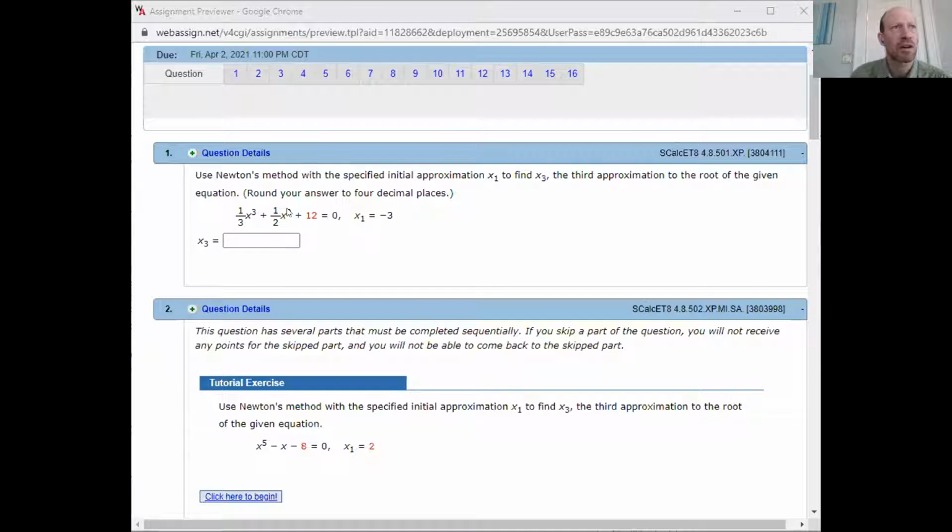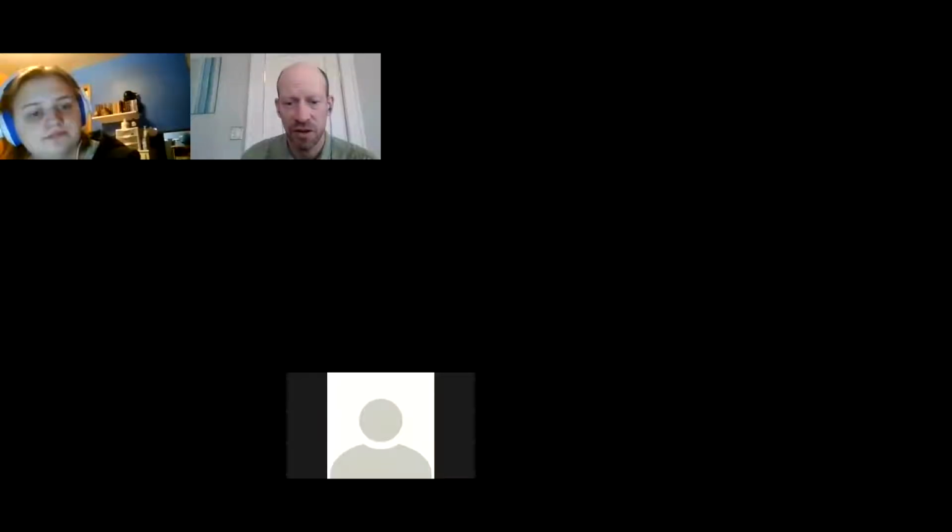So here the question was this: use Newton's method with the specified initial approximation to find x3, the third approximation to the root of the given equation. So it maybe sounds complicated, but it's not quite as bad as it seems, I would argue.